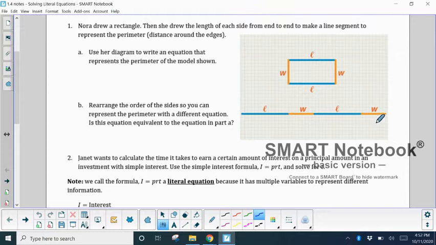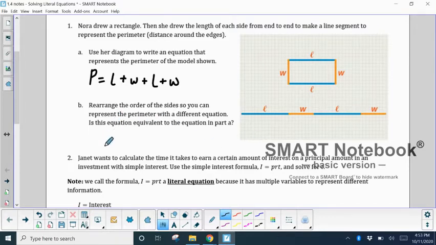So what we want to do is use this diagram to write an equation that represents the perimeter of this model. Well, if you remember, perimeter is going to be the distance around the figure. So it's all the side lengths added together. So we're basically going to take the length plus the width plus the length plus the width. That's it. Literally, we just wrote an equation to represent perimeter. We don't need to do anything else. We've just incorporated all four sides here and added them all together.